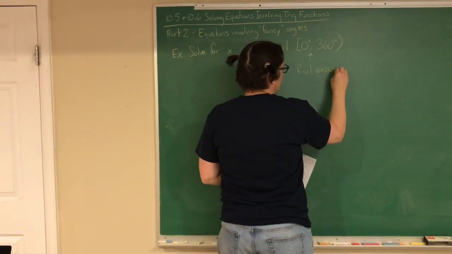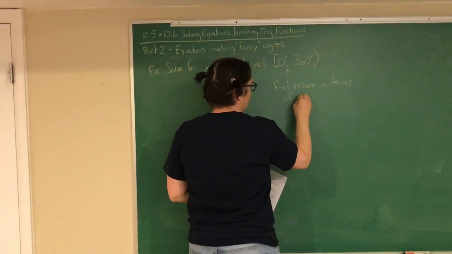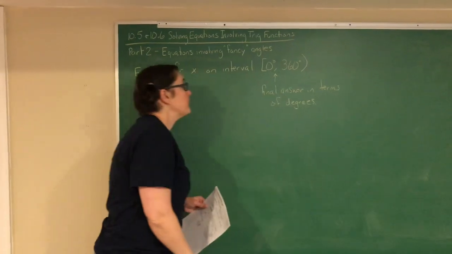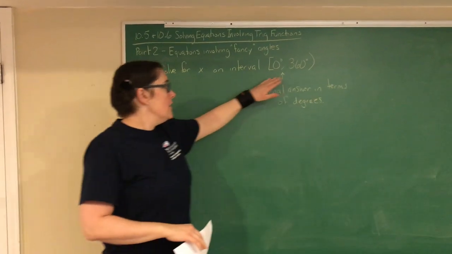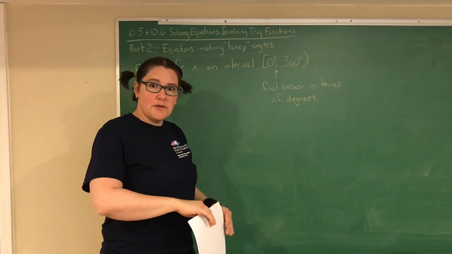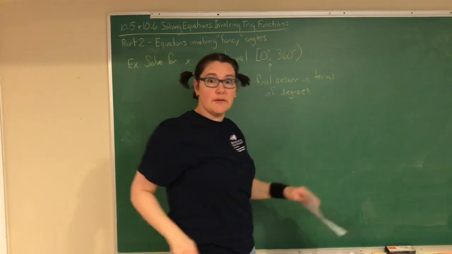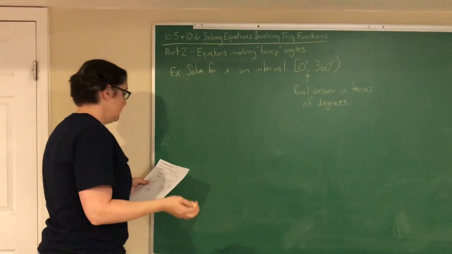So final answer in terms of degrees. And again, we are looking for all values of x on the interval from 0 to 360 degrees. So we're going to look one time around the circle. Okay, so we're looking for all solutions between 0 and 360 degrees.